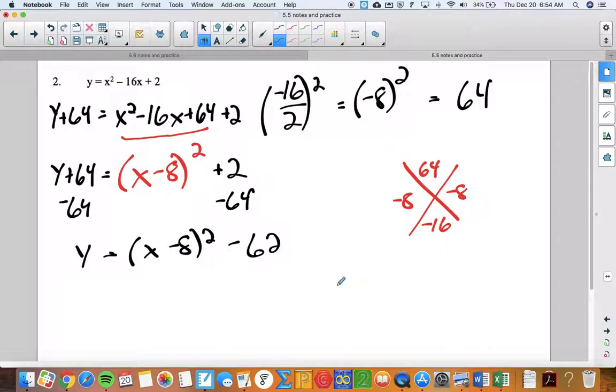So remember, the x term of the vertex is the opposite of what's being done to the x there. So it's a +8, and our y is literally what's right after the squared term, or the squared binomial in this case. So that's a -62. Bada bing, bada boom.